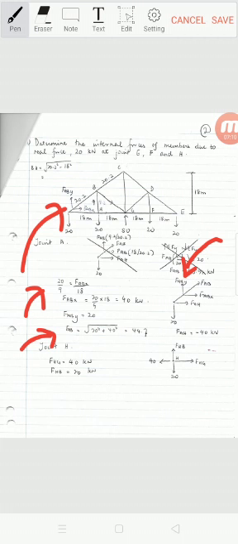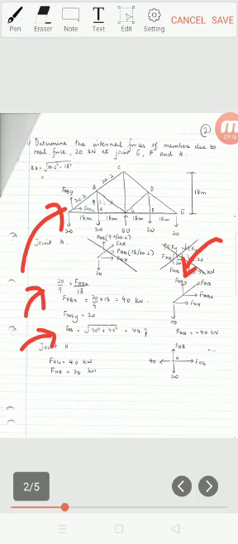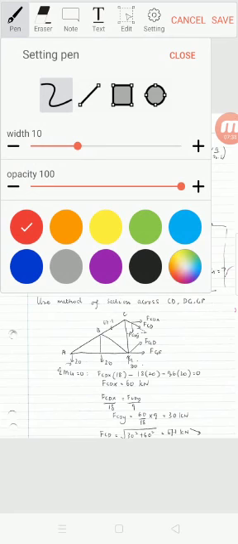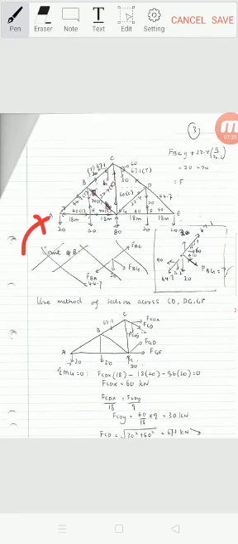Okay, so the rest of it is again using the simplified method. We go from one joint to another joint.